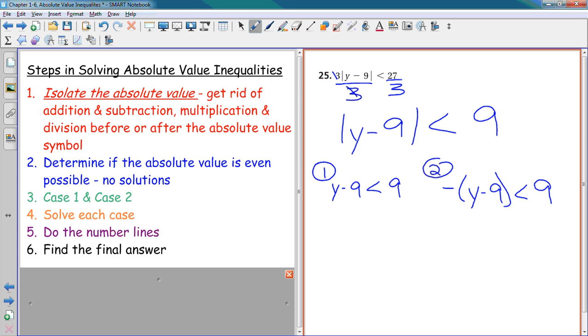Step 4, solve each case. I'm going to add 9. And I have y is less than 18.